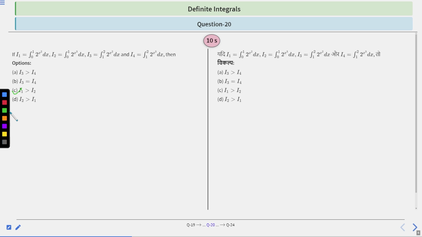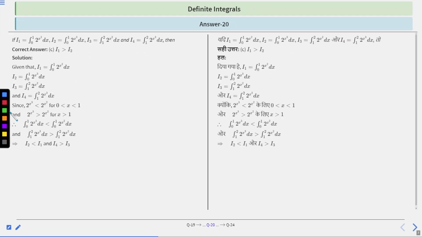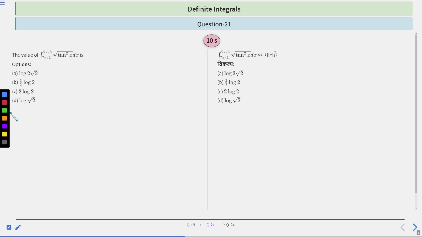Let's move to the next question. Question number 21, which says that the value of the integral from 7 pi by 4 to 7 pi by 3 of root over tan square 10x dx is. You have to find the value of this integral.